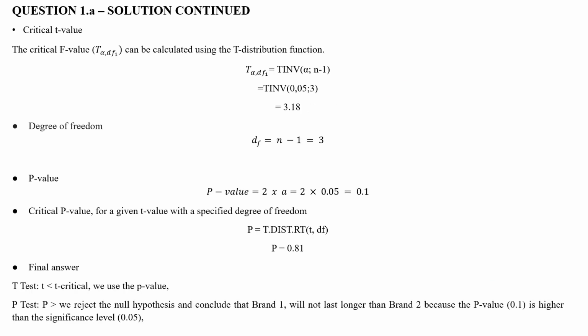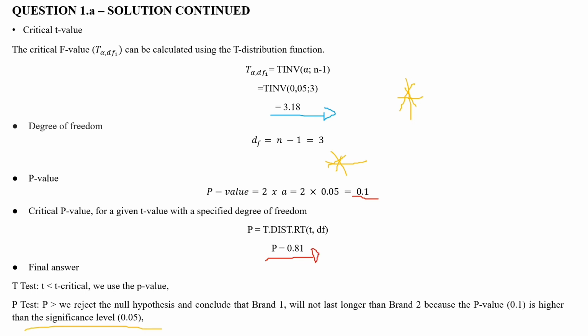For the critical t-value, we use the t-distribution function with degrees of freedom n minus 1, which is the sample size minus 1. In this case, the degrees of freedom will amount to 3. If we use Excel, we should get 3.18 for the t-critical value. To find the p-value, we can calculate it and assume that it's 2 times the value of alpha. Hence, the p-value amounted to 0.1. And using the t-distribution function, we can find the critical p-value. If you punch everything into Excel, it should give you 0.81.